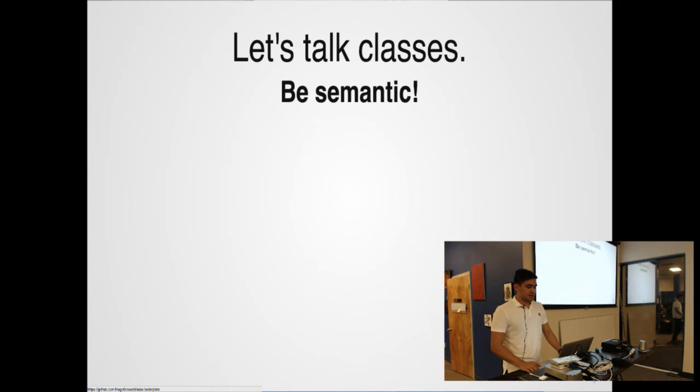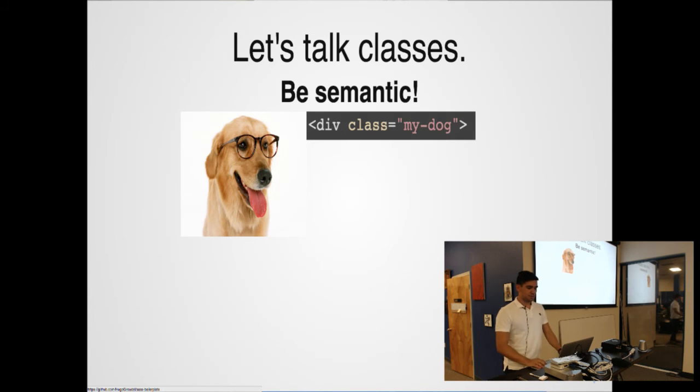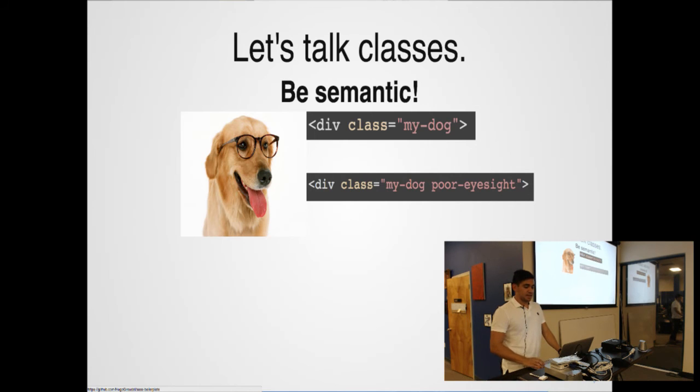So just to expound on this classes part, be semantic. Now, I'll try to give a better description of what semantic is. Semantic means you're describing what it is, and you're not trying to prescribe how it looks. So let's take a dog, for instance. We're going to make an imaginary dog component. And let's say I give it the class my dog. That's semantic, right? We're describing, my dog. And my dog can also have an attribute like poor eyesight because the dog's wearing glasses.